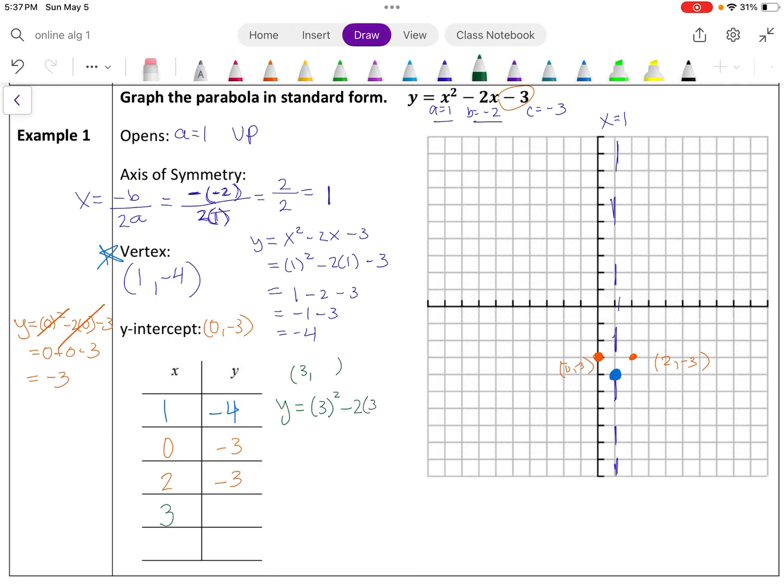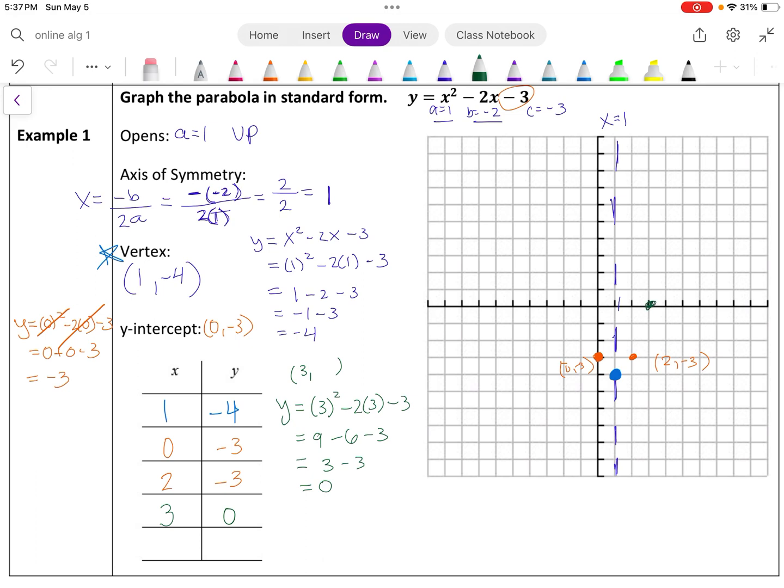So if x is 3, my equation becomes 3 squared minus 2 times 3 minus 3. So now my order of operations, I do my exponent, 3 squared would be 9. My parentheses, -2 times 3 is -6. Okay, 9 minus 6 is 3, and 3 minus 3 is 0. So we get the point (3, 0).